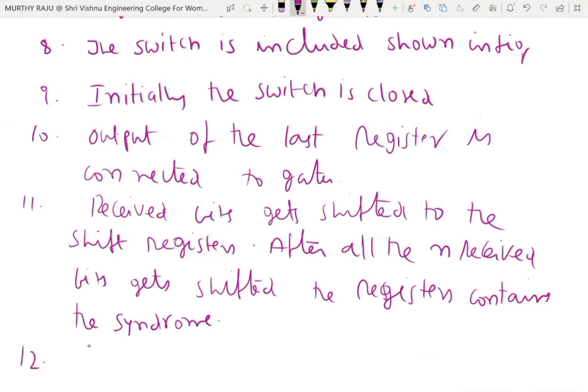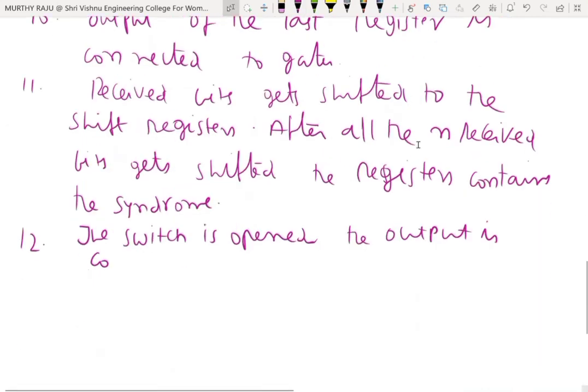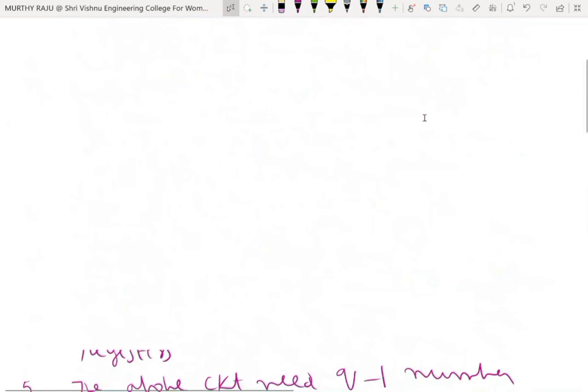Last point here is the switch is opened. The output is connected to the syndrome bits. This is the actual description of the syndrome calculator.